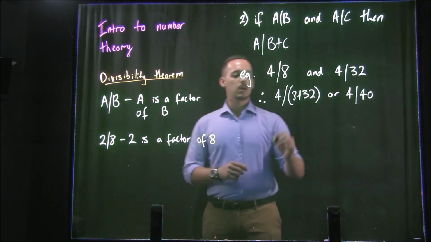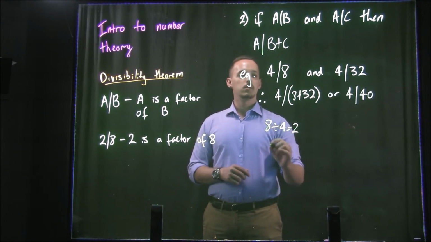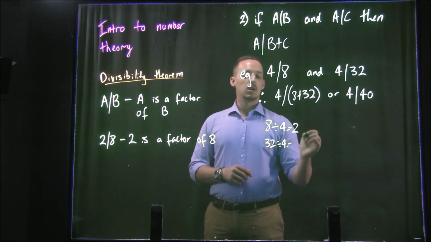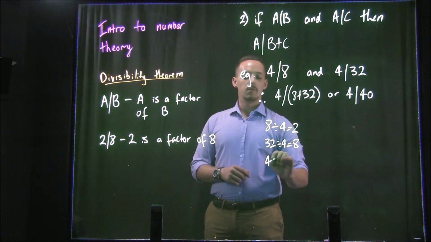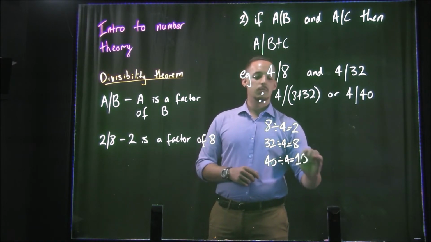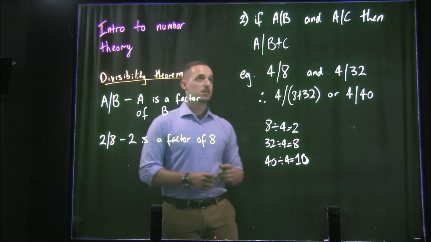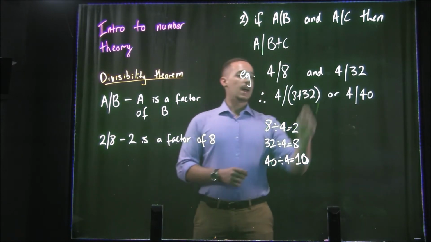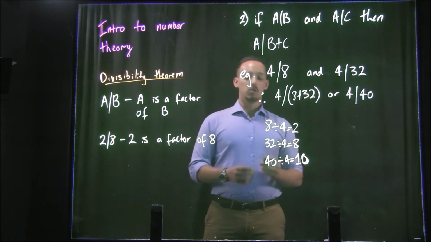I'll do the same thing again. 8 divided by 4 equals 2. 32 divided by 4 equals 8. And 40 divided by 4 equals 10. So again, we can see that yes, if 4 is a factor of 8 and 4 is a factor of 32, then 4 is a factor of 8 plus 32.